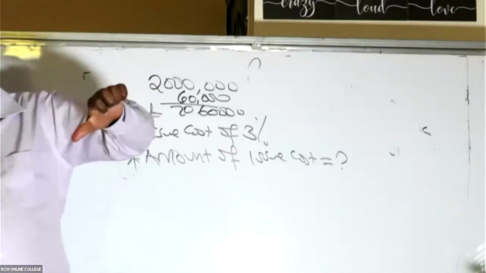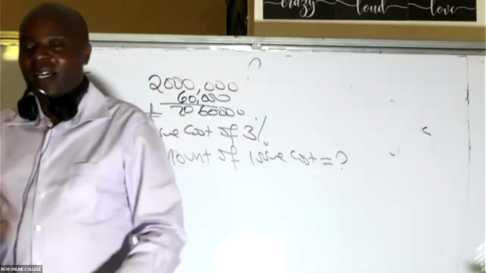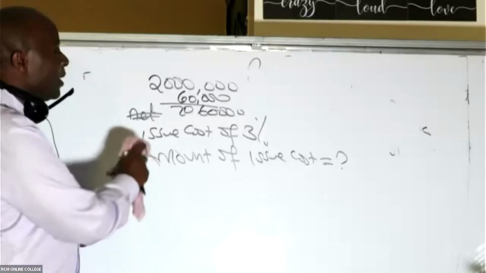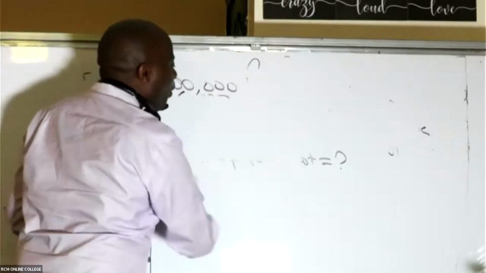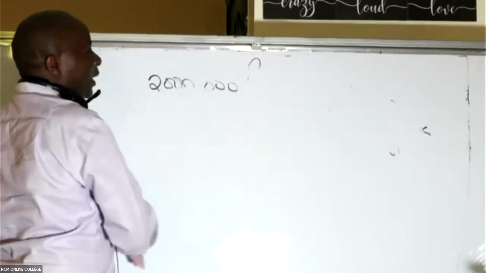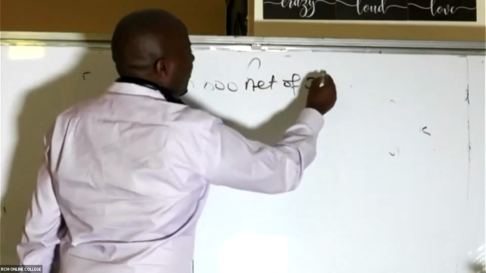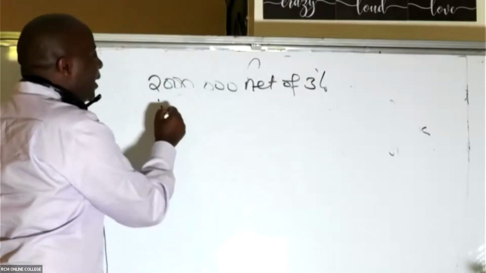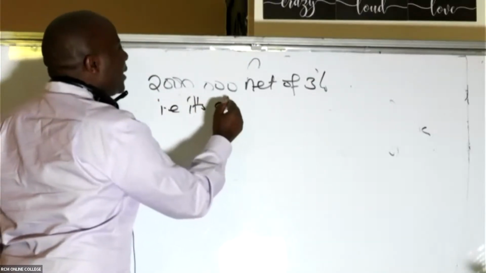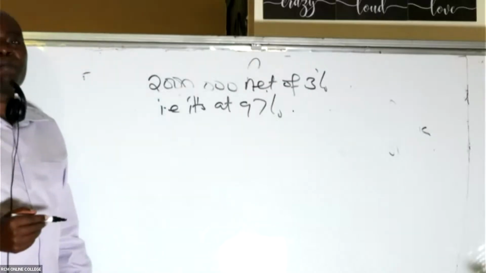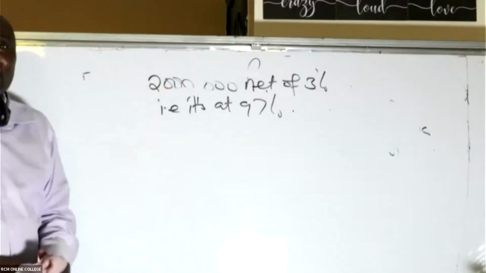Ladies and gentlemen, I would want you to always remember this concept here, that the 2 million is net of 3%, i.e. it is at 97%. So this 2 million is at 97%.